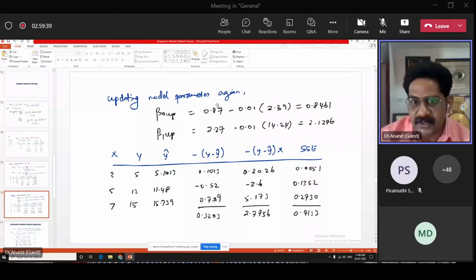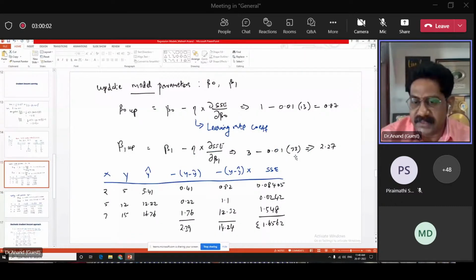Now my intercept got adjusted from 0.87 to 0.846. My slope 2.27 got adjusted to 2.12. But comparatively, in the first iteration, 1 was adjusted to 0.87 and 3 was adjusted to 2.27. There is a lot of difference because my gradient was very high, 13 and 73. As the error gradient decreases, that means we are approaching the destination. That is an indication that we are approaching the optimal value.